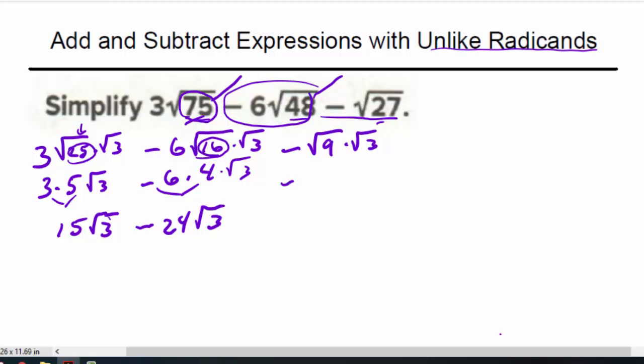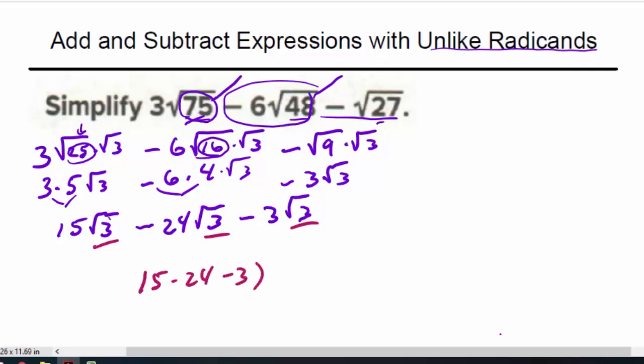So I can call that negative 3 square root of 3, and I'm just going to bring that down with my minus 3 square root of 3. As it turns out, you can see all three of these have a common radical 3. So we could factor all three of them out and call it 15 minus 24 minus 3. I factor that radical 3 on the outside, and then I just combine these in the middle together.